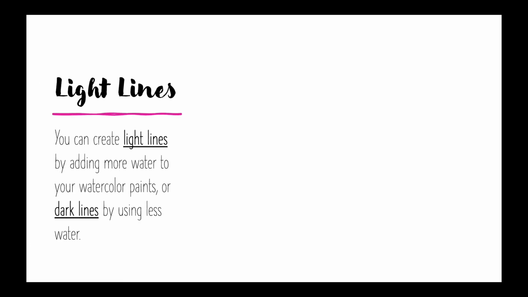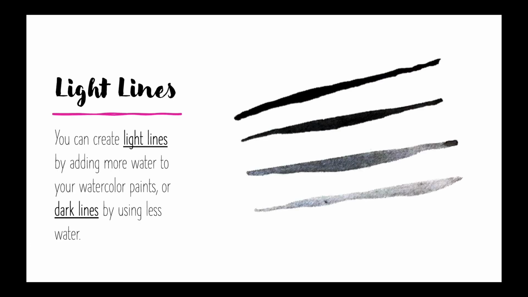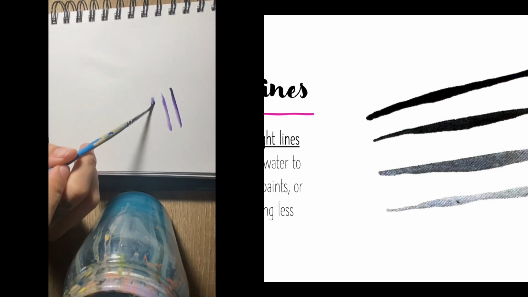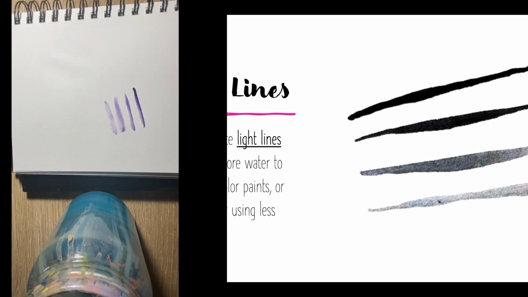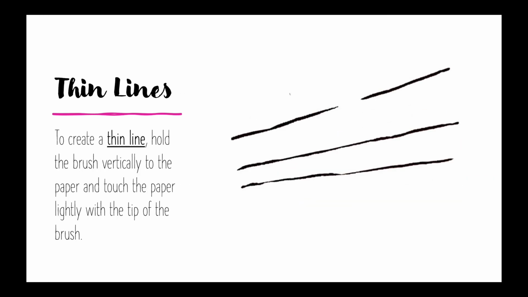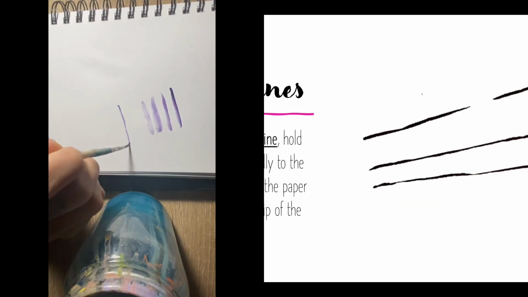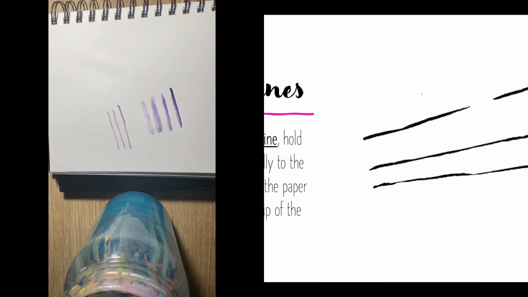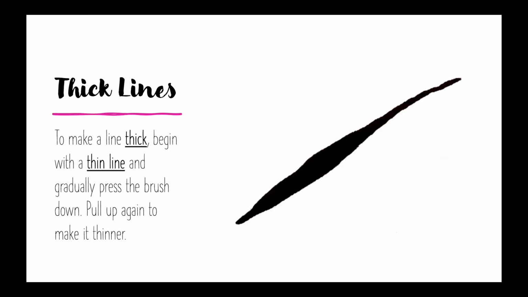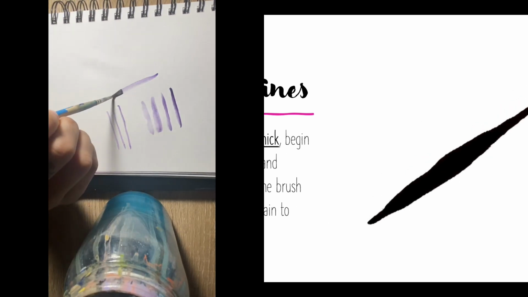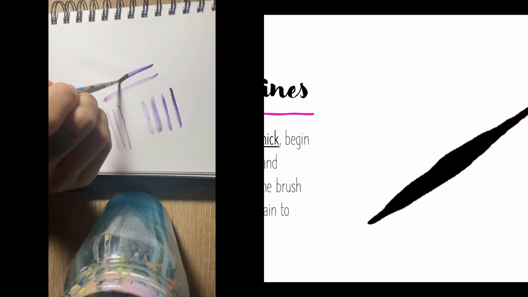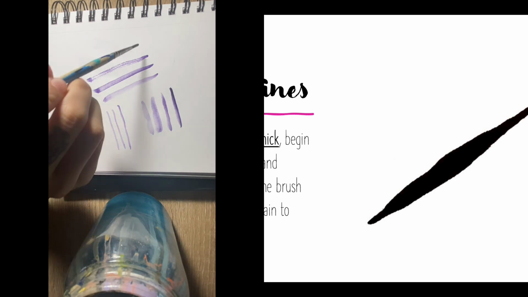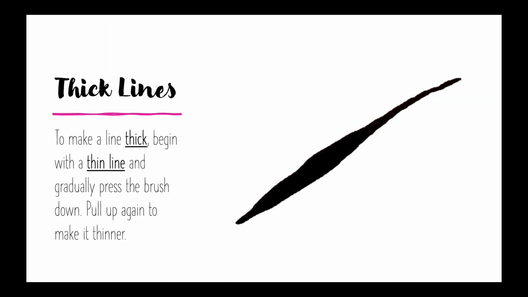Okay, so you can create light lines by adding more water to your watercolor paints or dark lines by using less water. You can create thin lines by holding the brush vertically to the paper and touching the paper lightly with the tip of the brush. And you can create thick lines by beginning with a thin line and slowly pressing the brush down and then pull it up again to make it thinner.